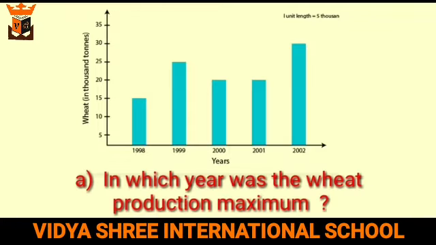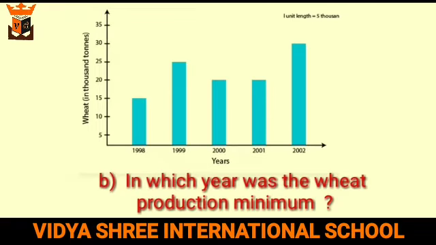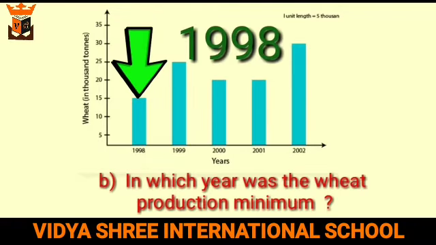In which year was the wheat production maximum? From the given bar graph, it is clear that in 2002 the wheat production was maximum. Second question: in which year was the wheat production minimum? So you can see in 1998 the wheat production was minimum.